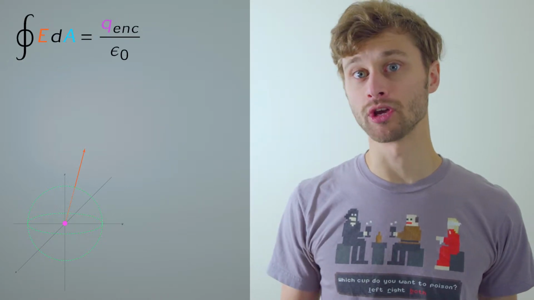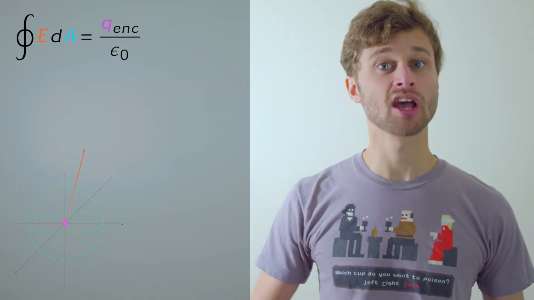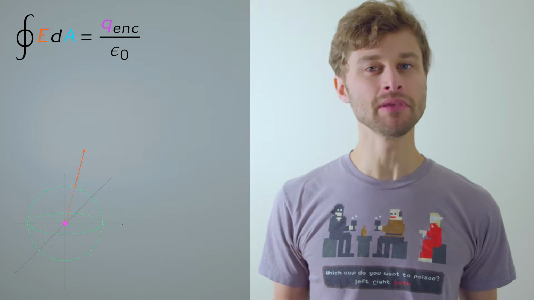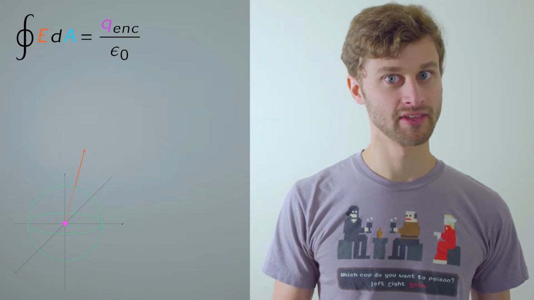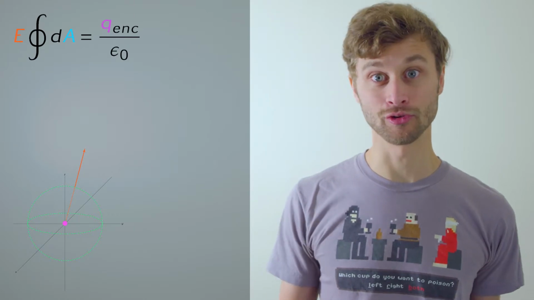But given the nature of the point charge and the reason that we're using this symmetry in the first place, E is constant everywhere along the surface of this sphere. Therefore, it can be pulled out of the integral. And therefore, our integral reduces to this, E times the integral of dA.